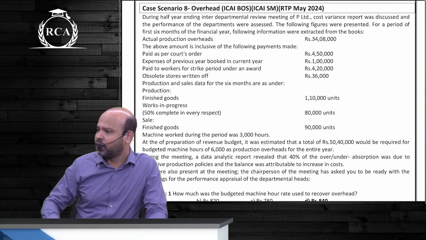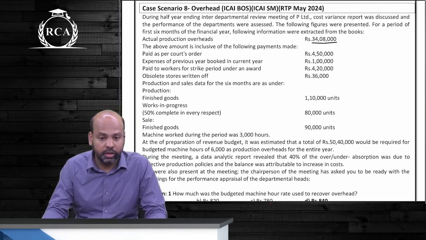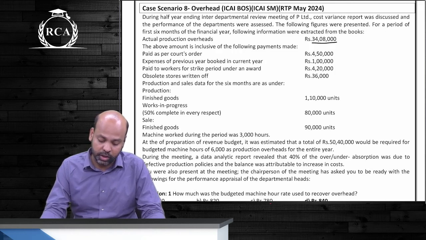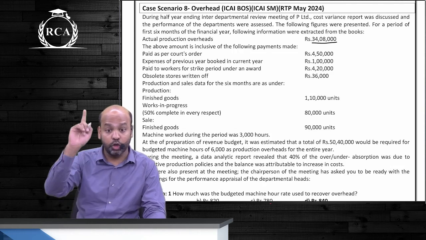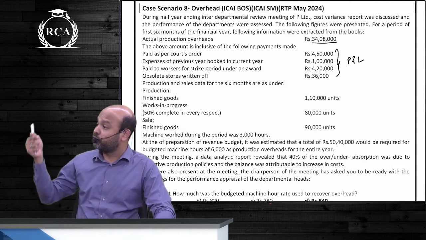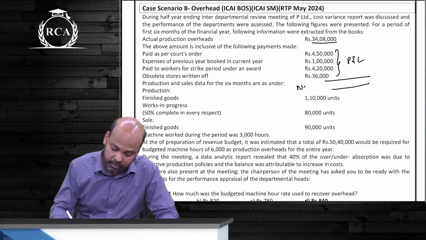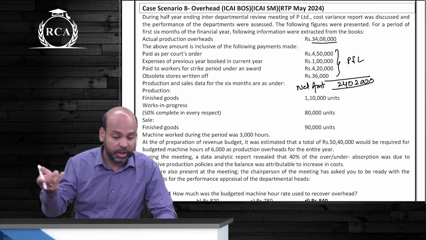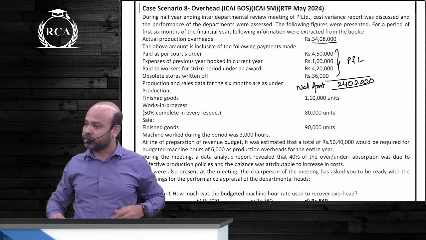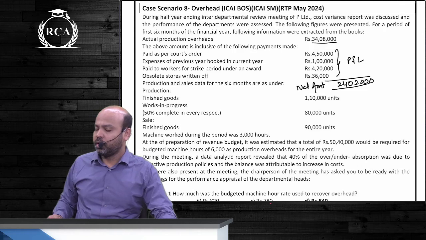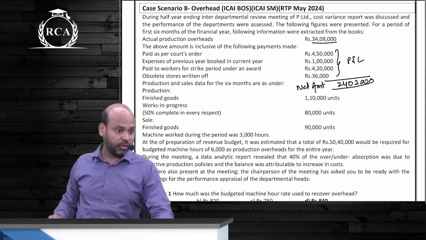Listen. Total overheads incurred are 34 lakhs. This amount is inclusive of the following payments made. Paid as per court's order, expenses of previous year booked in current year, paid to workers for strike period, obsolete stores written off. Do you recall this? All of these are separately transferred to? Can someone remove all of these expenses and tell me what is the net amount, guys? 24 lakh. This is the net amount. If you want, you can write there in the material that the net amount is 24 lakhs 2000. Understood what I'm talking about? Net amount is 24 lakhs 2000 rupees.